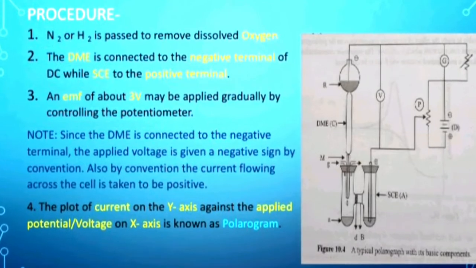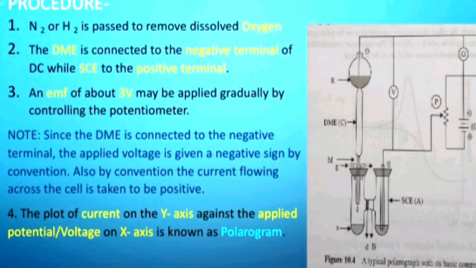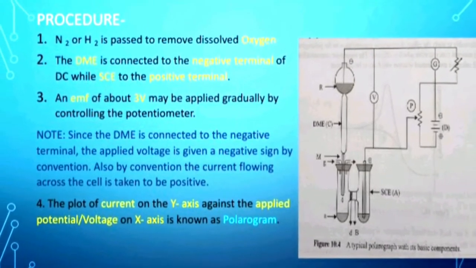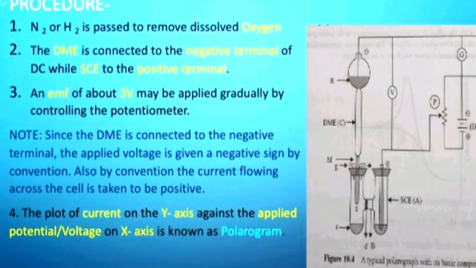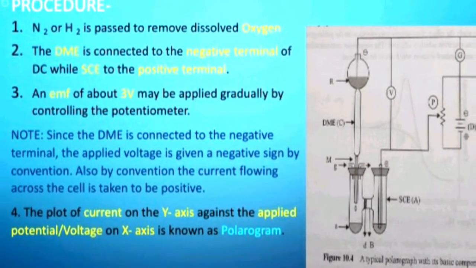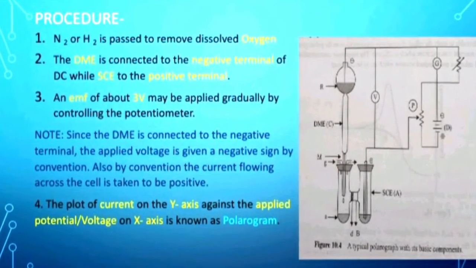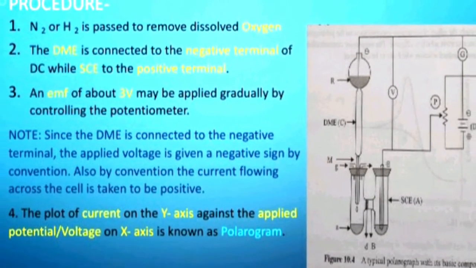In this slide, let's discuss the procedure of polarography. I hope all of you have familiarized yourself with the setup. Now we look at the steps that are to be followed. The first step involves the removal of oxygen by passing nitrogen or hydrogen into the polarographic cell. This is done in order to stop the oxygen from producing an oxygen wave, which will hinder the process of ultimately getting the current voltage curve that is required. So this process has to be followed firstly.